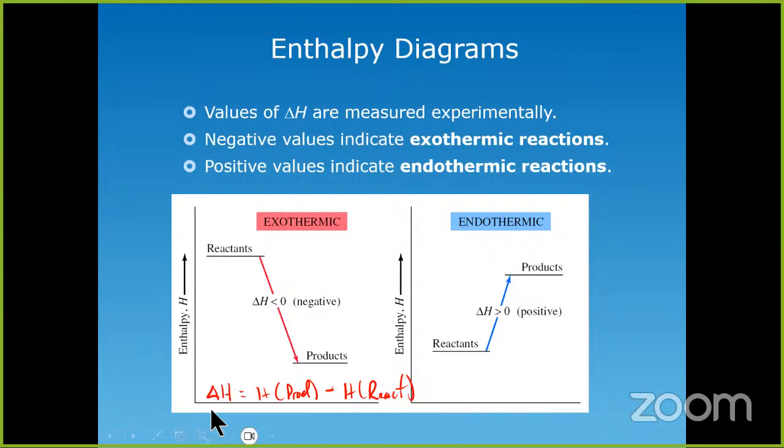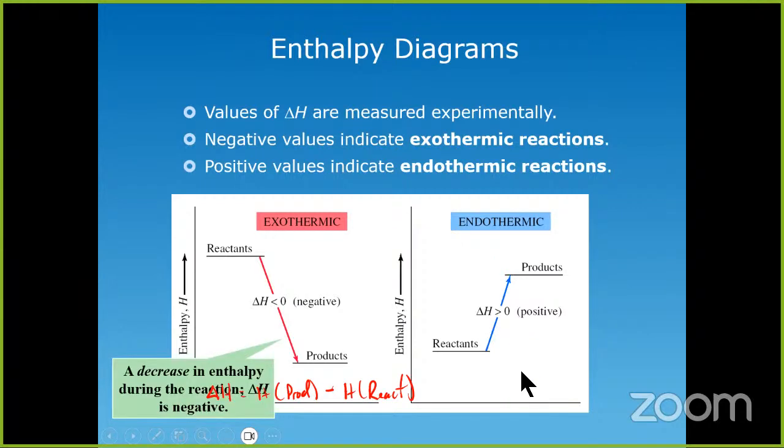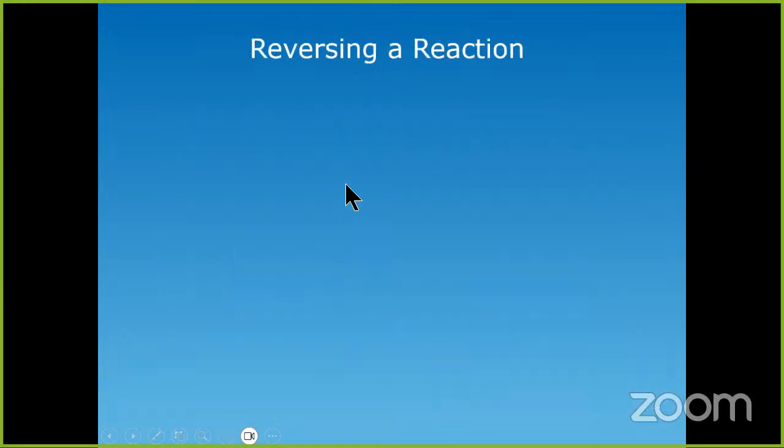And then on the right side, we have what happens in the case of an endothermic reaction, where the enthalpy of the products is greater than the enthalpy of the reactants. So again, if we follow this formula, we see that delta H is positive for endothermic reactions, all right? Okay, so let's talk about what happens if the reaction is reversed. Well, very simple. As far as delta H is concerned, the sign changes, right?